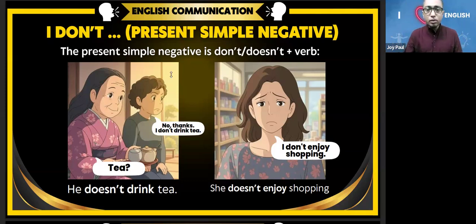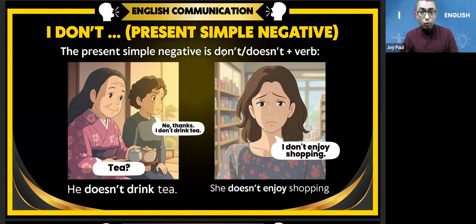Clear? So if you see over here, there are two pictures showing how to use don't and doesn't in negative sentences. One is, no thanks, I don't drink tea. In this picture, someone is offering tea and the other person says, no, I don't drink tea. So here we use don't. In the next picture, we can see, I don't enjoy shopping.